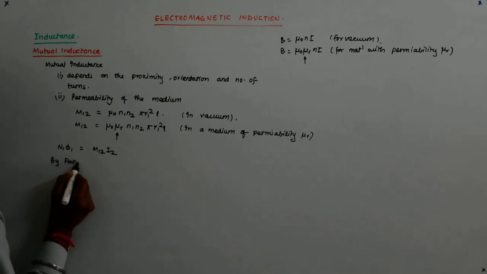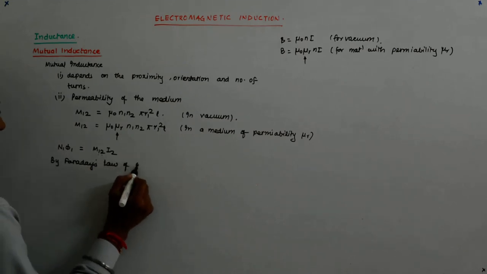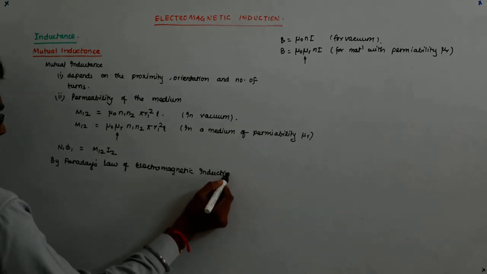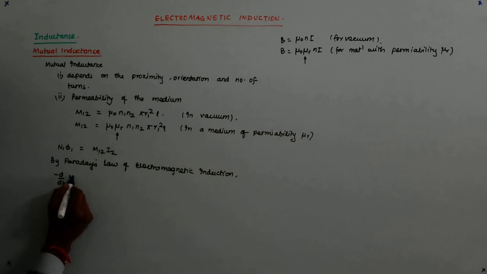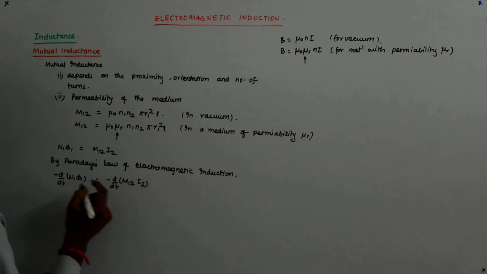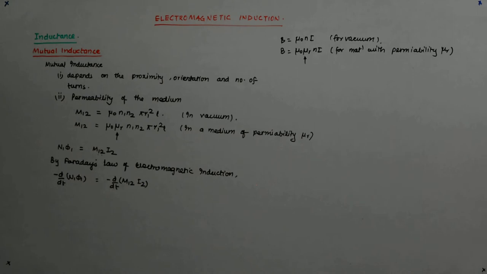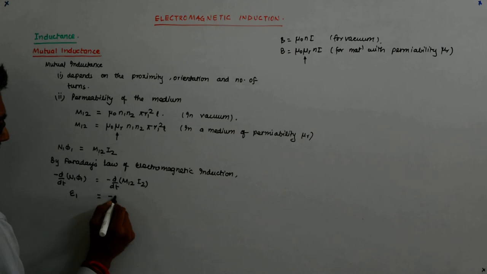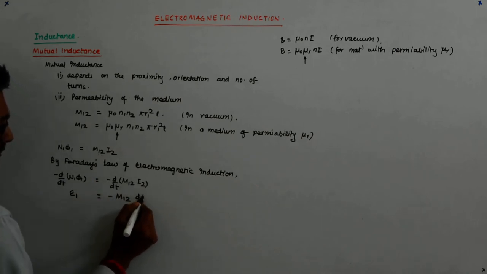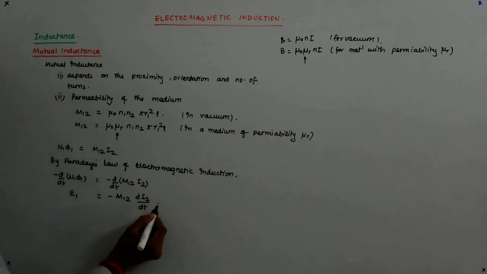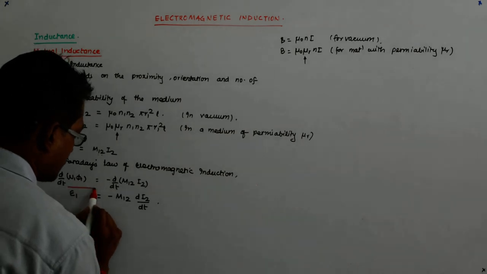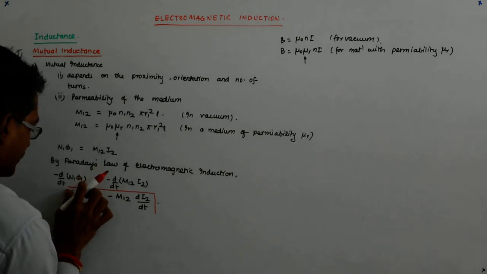Now, by Faraday's law of electromagnetic induction, what happens? Minus d/dt of N1 phi1 is equal to minus d/dt of M12 I2. Why did I do that? Because it is this which is E1, right? So this is E1, and if M12 is a constant, it comes out. So it is minus M12 di2 upon dt. We get the point. So this is the voltage that gets induced.